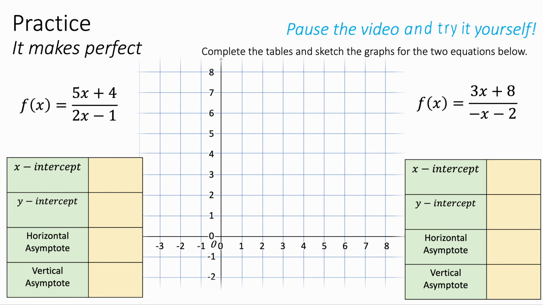Now there are some practice questions for you to try here. I've got two rational functions for you. f of x equals 5x plus 4 over 2x minus 1, and f of x equals 3x plus 8 over minus x minus 2. I'd like you to find the x-intercept, y-intercept, horizontal and vertical asymptote for both these functions, and then plot them on a graph for me.